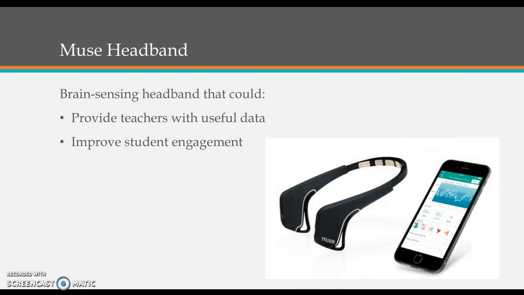And the last device I will be talking about is the Muse headband. This is a brain sensing headband that uses 7 sensors to track brain signals. In doing so, it could provide teachers with useful data to show how students are reacting to lessons, and it even shows when students are experiencing cognitive load and have completely checked out mentally. This can also be a great tool to improve student engagement, along with helping them evaluate brain patterns for certain activities.